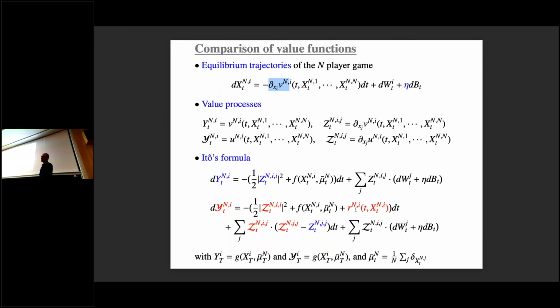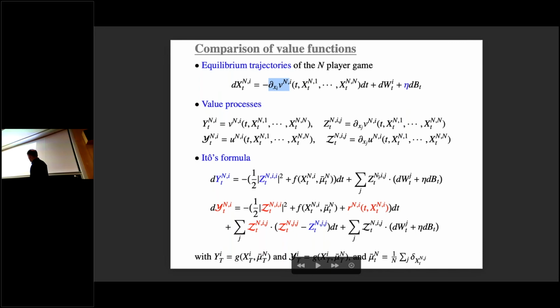And then I have exactly the same stochastic integral as before. This is exactly this term. This is the same stochastic integral. They come from Itô's formula, except that this is calligraphic Z instead of Z itself.